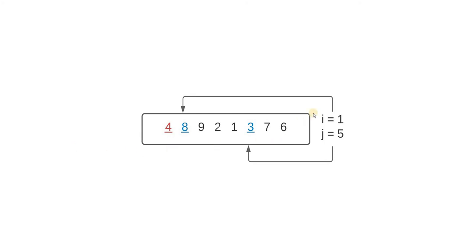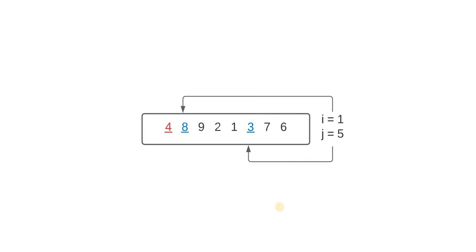All right, now look at this. Once i completed its iterations, it stopped at the value 8. And why? Because 8 is larger than 4. So it found 8, it compared it to the value at the pivot index. And then it saw, okay, this is larger than the pivot, so I'll stop here. And for j over here, it kept decrementing itself until it reached 3. Then it saw, okay, 3 is less than 4, so I'll stop here. Okay, I've highlighted these two with blue. Now what we're going to do is swap both of these values.